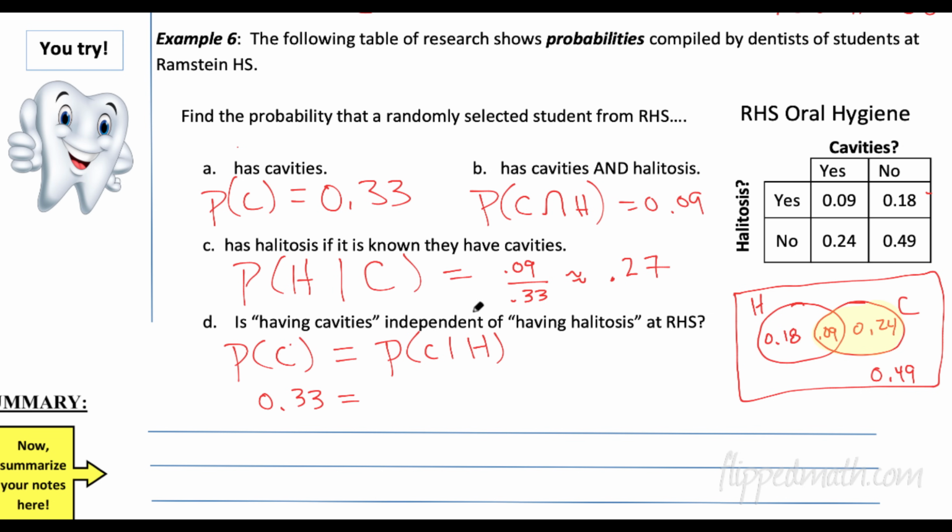And the probability of having cavities given that they have halitosis, this is a little different than what we've done down here. So we want, given that they've had halitosis, that's this part right here. So it's out of those two, which is actually out of, we got their 0.27. And then the probability they have cavities, that's this part of the graph. So it's 0.09. So this is the same as 9/27, which is the same as 1/3, which guess what? That's the same as 0.33. All right, so they're pretty close. So if they're close, then we say, yes, they are independent. It doesn't matter whether they have halitosis or not. The probabilities are the same, so they are independent of each other.